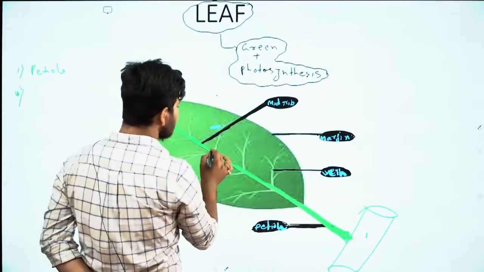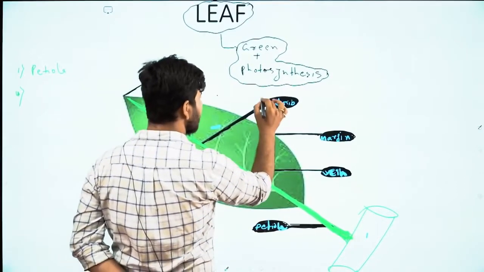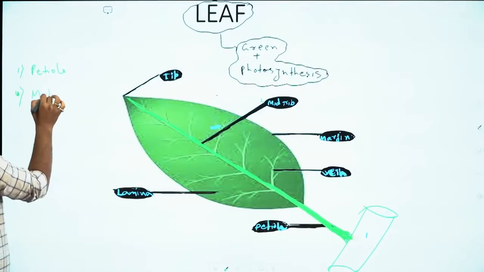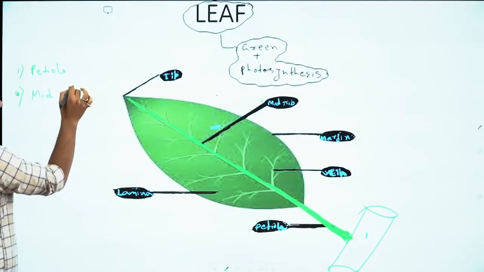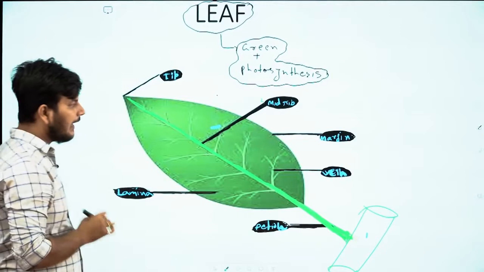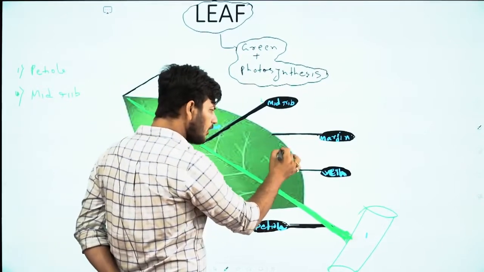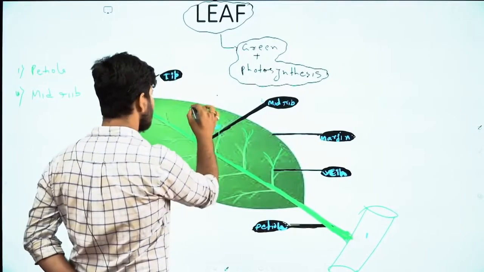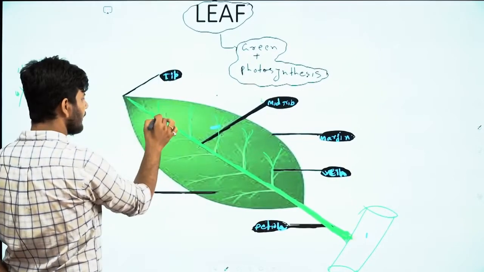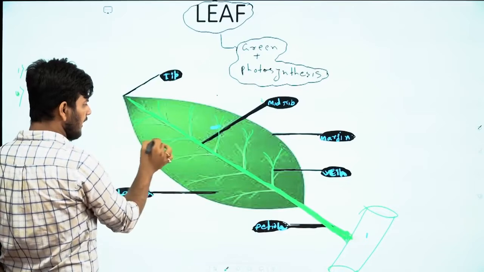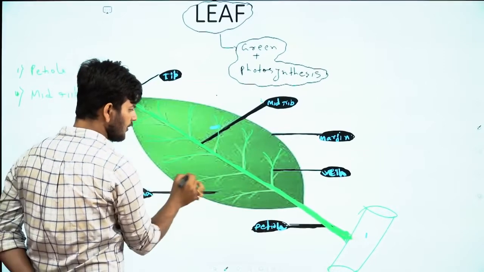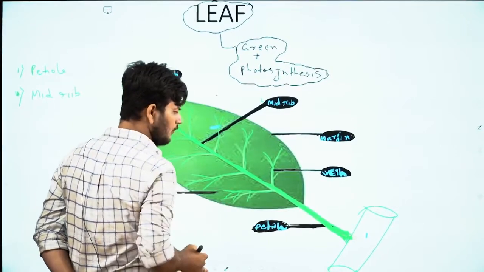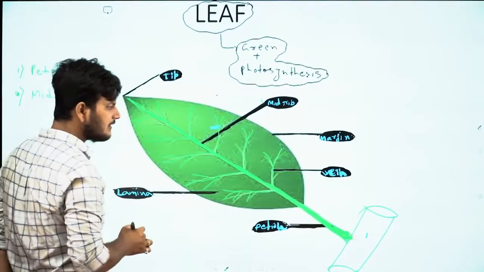Okay, this structure is termed as midrib. I am writing here, and from the midrib many branches spread out all around, and this structure is now termed as veins or branches of veins.